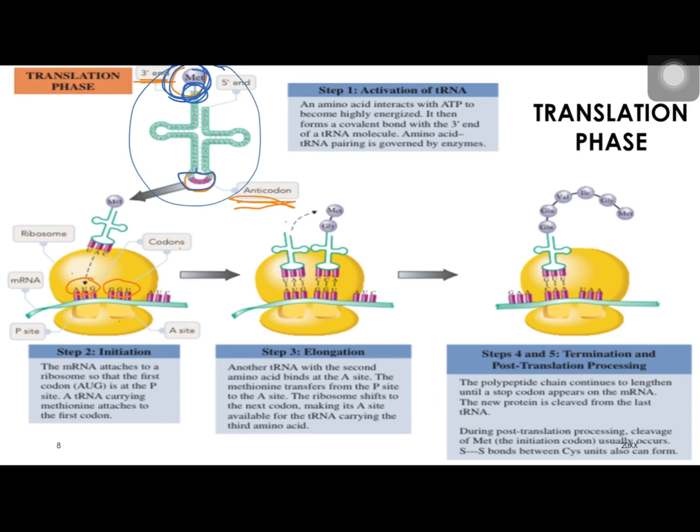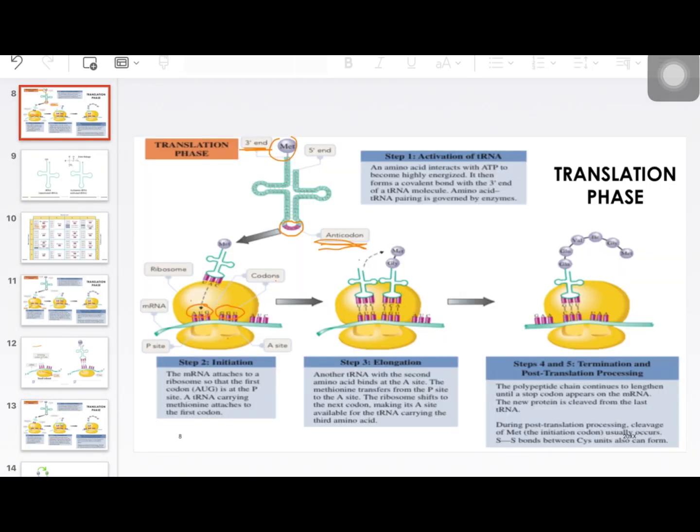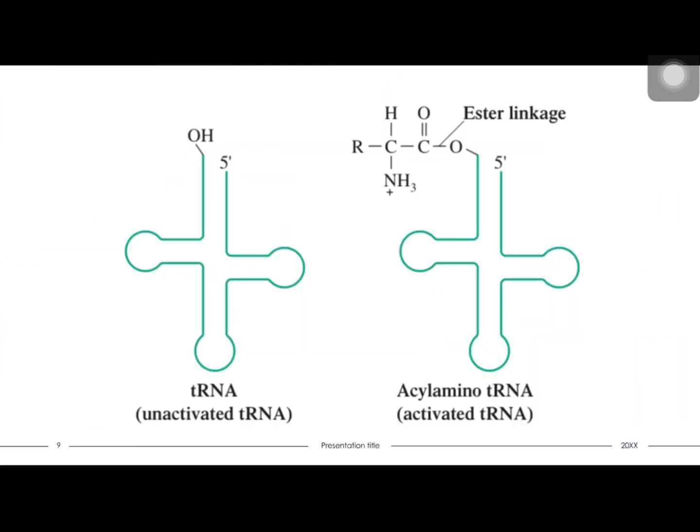So let us now proceed to step one, which is the activation of tRNA. This step has two processes. First, an amino acid interacts with ATP to become highly energized. For example, the amino acid MET.